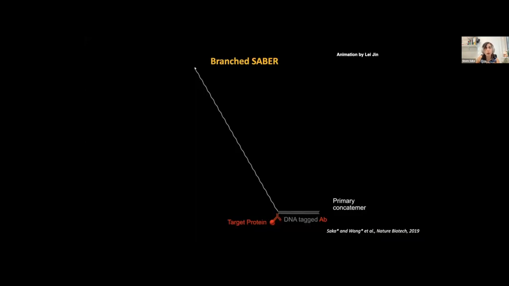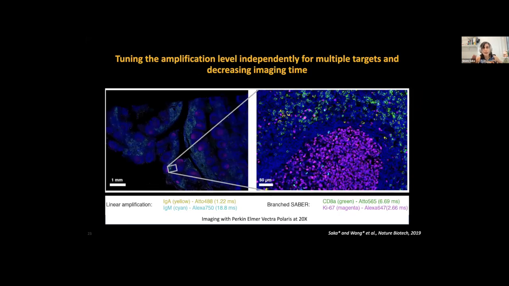So this I already showed. We can also do the branching to amplify the signal even further. Overall, this can be done on the same sample. So we can do linear or branching applications on the same sample to improve the signal and to tune the signal level that could be different across different targets.